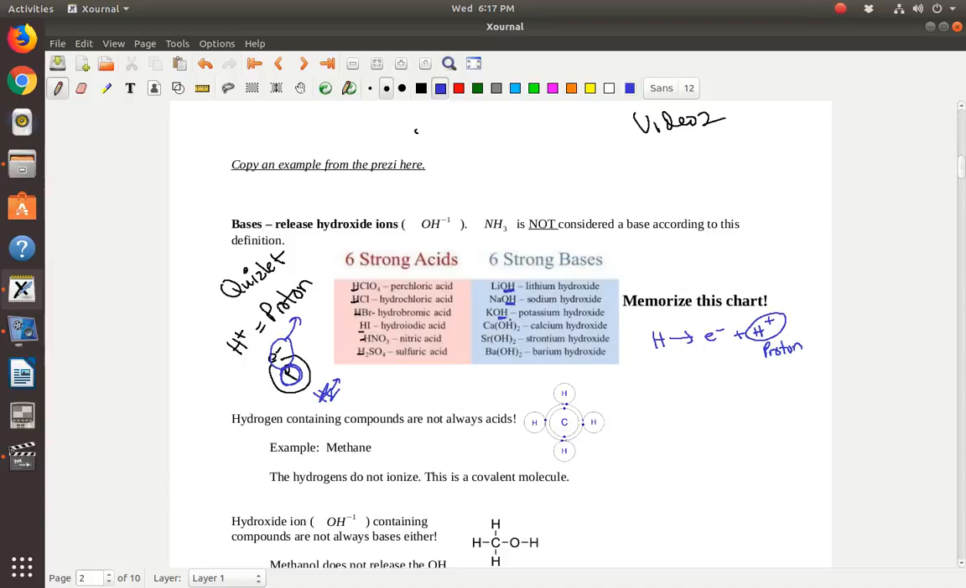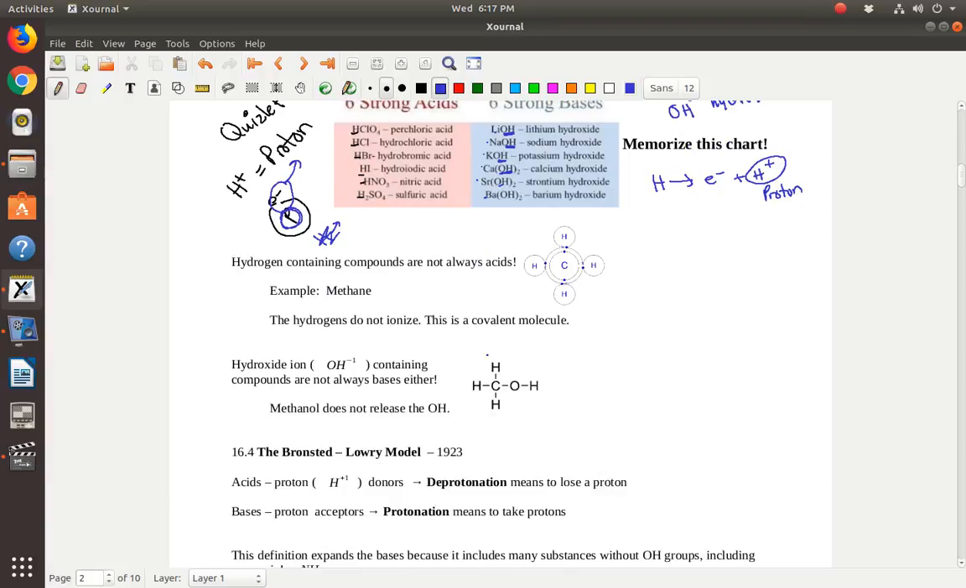The strong bases have the OH groups in them. The hydroxide ion, OH minus, is the hydroxide ion. You need to make sure you know that. And it has strong metals. It has metals, lithium, sodium, potassium, calcium, strontium, and barium in them. So you do need to memorize those from the Quizlet.